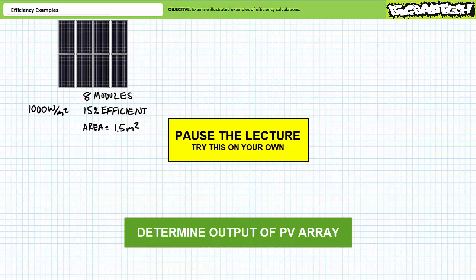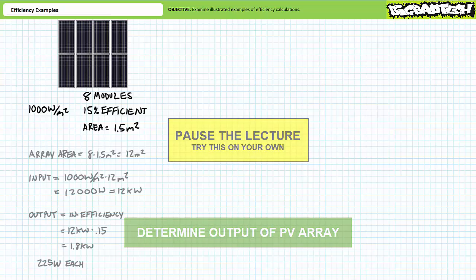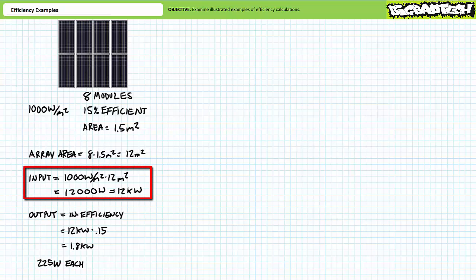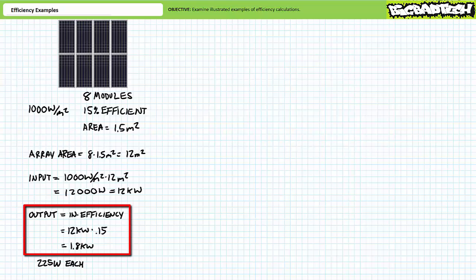If you're tracking, you should have obtained the following results. Let's first determine the total surface area of the array. 8 modules, each with a surface area of 1.5 meters squared, represents a total surface area of 12 meters squared. Let's now determine the power input to this system. 12 meters squared times 1000 watts per meter squared demonstrates the array consumes 12,000 watts, or 12 kilowatts. Output is input times efficiency. 12 kilowatts times 0.15 demonstrates the array produces 1.8 kilowatts of usable electrical power output.